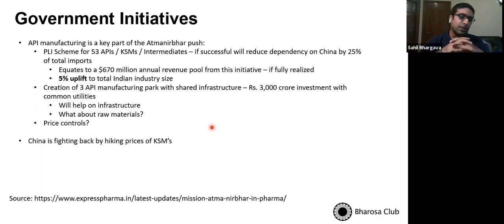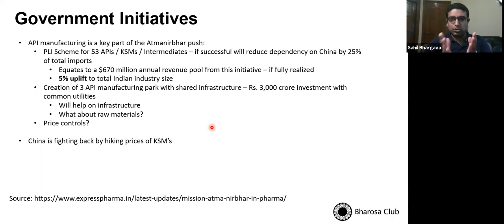Okay. The other thing that was clear was that the government was going to start pushing API manufacturing. So as we discussed, a key part of the Atmanirbhar push is API manufacturing. This is very squarely in line with what the government wants to do. Drugs are a very important part of our national wellness. And strategically, the government wants us to control more of our API manufacturing. So the goal is to help the industry do that.